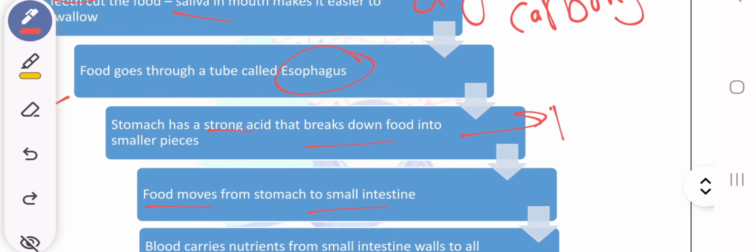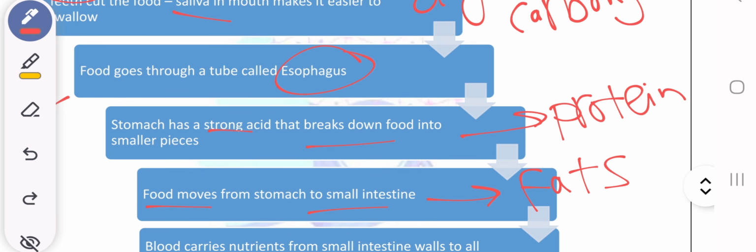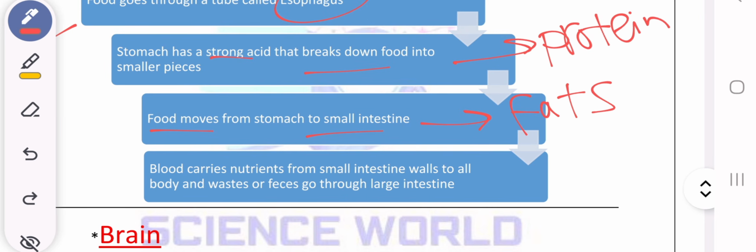Which food can the stomach digest? Protein. And then the small intestine can help you to digest more fats. The small intestine said, okay, the food is liquid now. Which part of your body is going to take it? So the blood will knock, hello, small intestine. Can you give me the nutrients and the food, please? Because I want to give it to all the body to get energy.